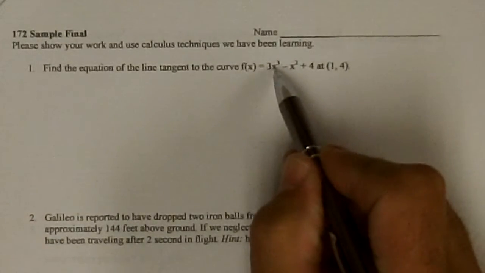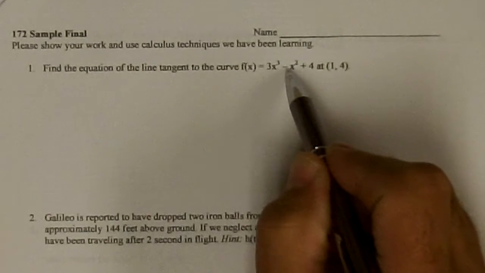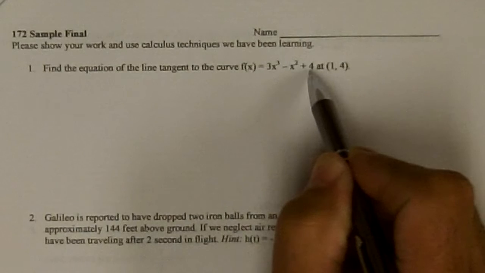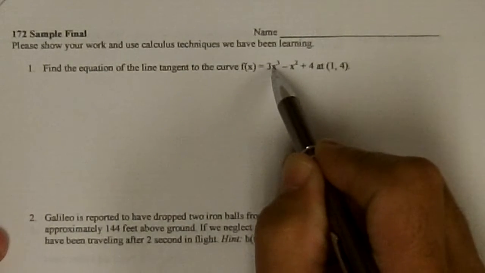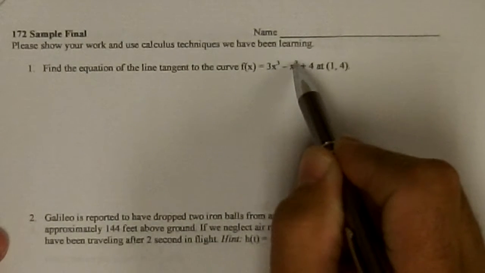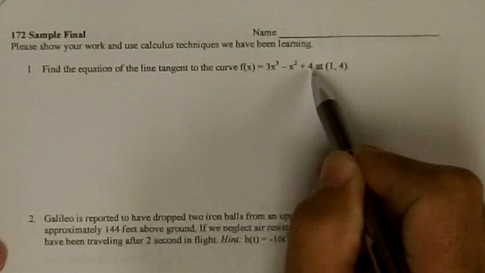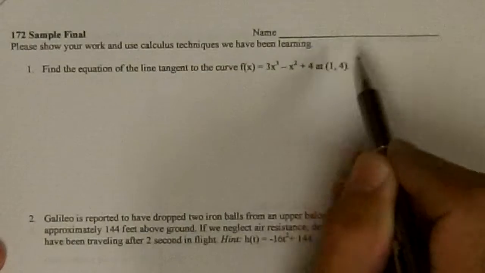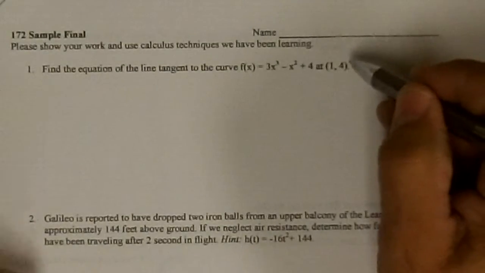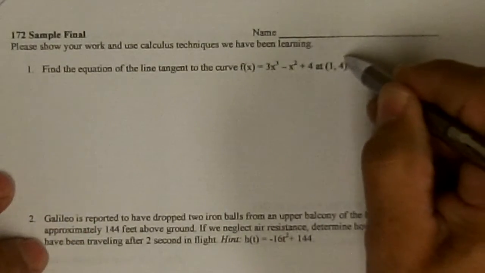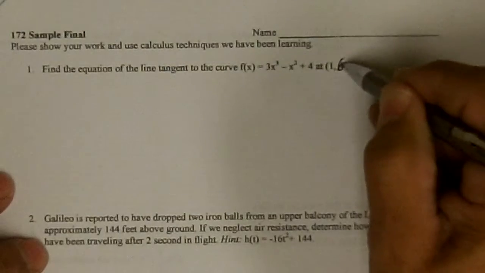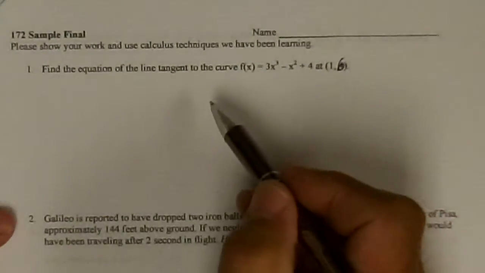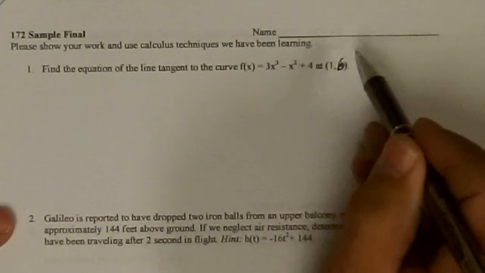So if I put in 1, I get 3, minus 1 is 2, plus 4 is 6. So 1, 4 is not even a point on this line. It should be 1, 6. That's an error on my part. 1, 6.